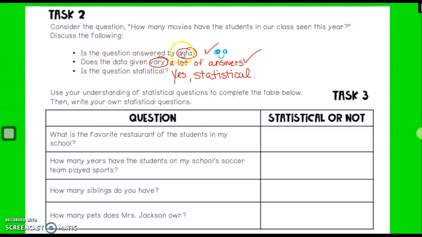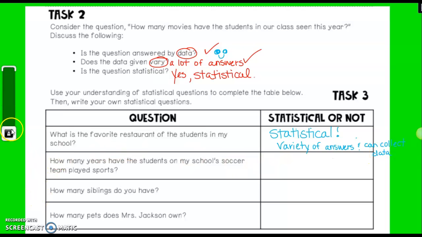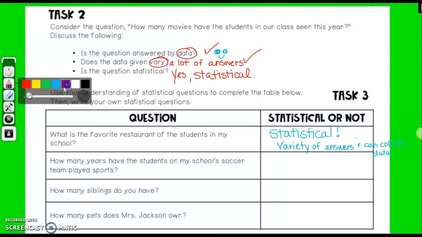Okay, so is the question answered by data? Well, yeah, you could collect data on that. People can tell you different restaurants. And does the data vary? Are there going to be a lot of answers? If you answered yes to both of those, then it is statistical. Okay, so it's got a variety of answers, and you can collect data. Okay, I'm going to change colors because that one's not showing up so good. All right, how about purple?